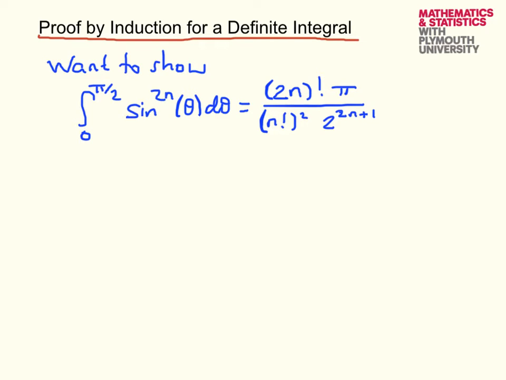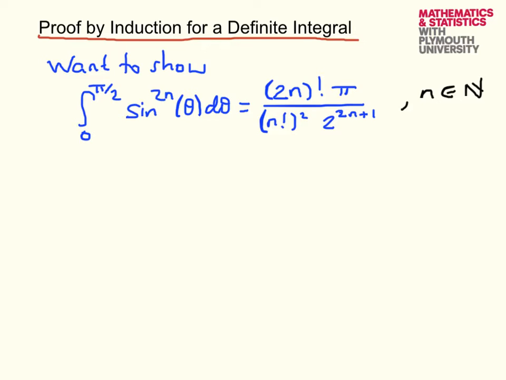So in this video, what I want to do is to use the mathematical technique of proof by induction in the context of calculating a definite integral. And what I want to show is that the integral from 0 to pi by 2 of sine of theta raised to the power of 2n integrated with respect to theta is (2n)! times pi divided by (n!) squared and also divided by 2 to the power of 2n plus 1, and this is for n a natural number.